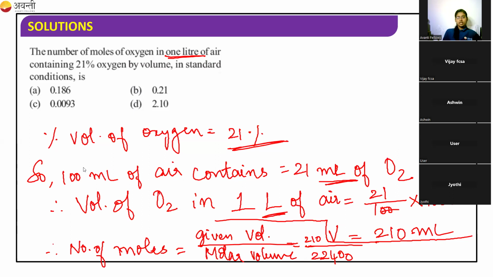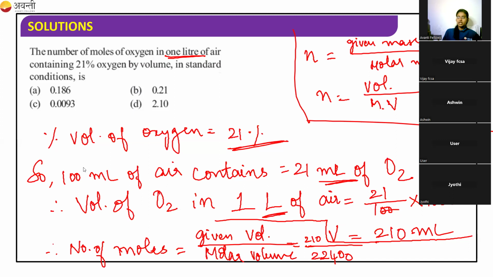So two formulas we have seen for finding out the number of moles. One is given mass divided by molar mass. You can use this formula if you are given mass values in the question. And one more formula is the given volume divided by molar volume. So note down these two formulas which are used to find out the number of moles. Everybody has got the answer almost. So it is 0.0093. Very good. Option C is the correct answer.